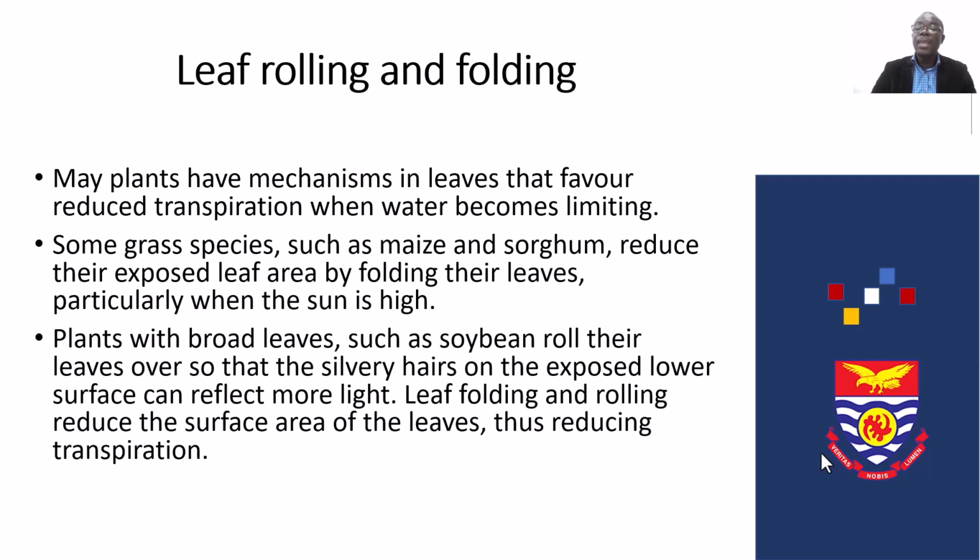Leaf rolling and folding. Plants may have mechanisms in leaves that favor reduced transpiration when water becomes limiting. Some grass species such as maize and sorghum reduce their exposed leaf area by folding their leaves, particularly when the sun is high. Plants with broad leaves such as soybean roll their leaves over so that the silvery hairs on the exposed lower surface can reflect more light. Leaf folding and rolling reduce the surface area of the leaves, thus reducing transpiration.